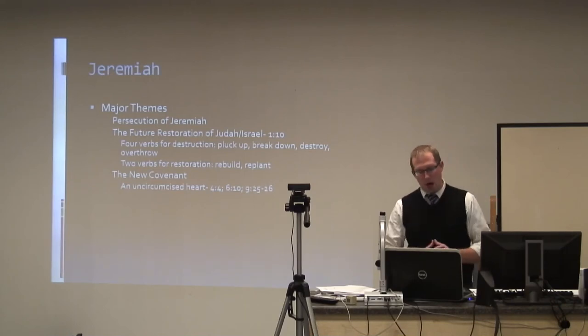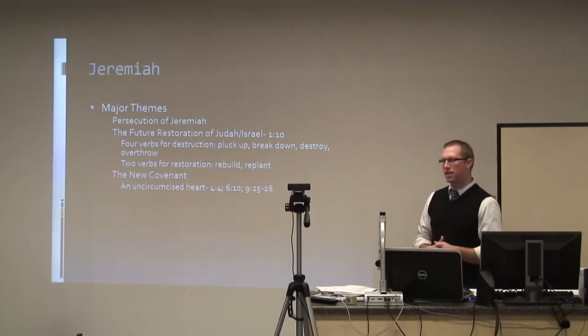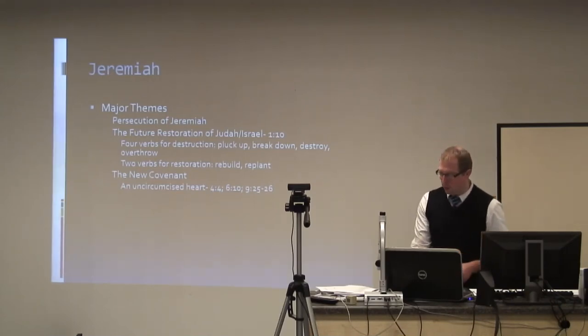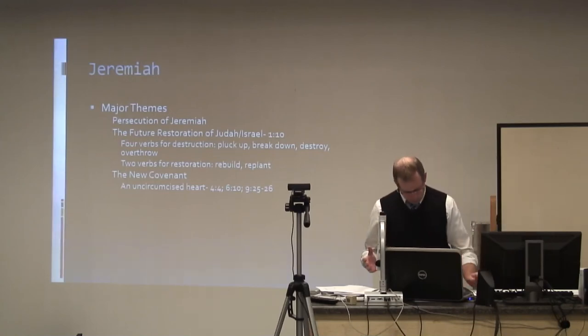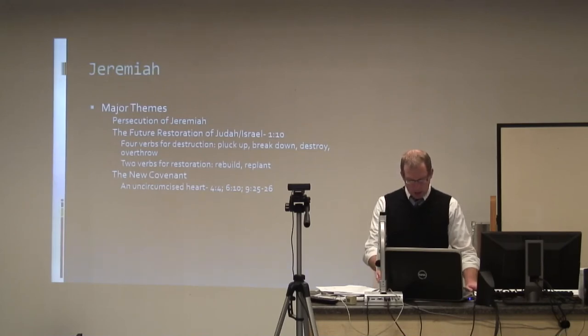The condition of the heart of the people is consistently seen as uncircumcised. Chapter 4, verse 4. Circumcise yourselves to the Lord. Remove the foreskins of your heart, men of Judah and inhabitants of Jerusalem, or else my wrath will go forth like fire, burn with none to quench it because of the evil of your deeds.